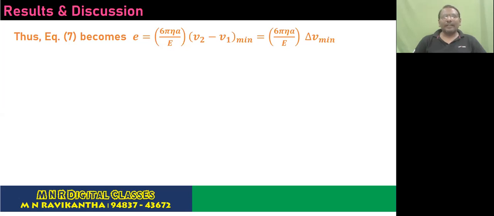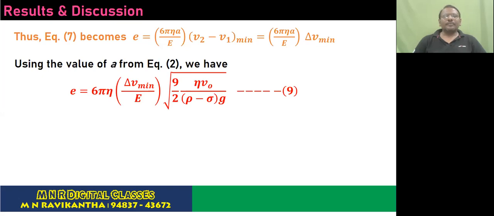If we write it as E, then E is equal to 6 pi eta A by E into delta V minimum. Now substituting the value of the radius of the drop A using equation 2, we have E, the charge of electron, is equal to 6 pi eta into delta V minimum by E into root of 9 by 2 eta V naught divided by rho minus sigma into G. Call this equation 9. This equation 9 gives us the expression for the charge of the electron.